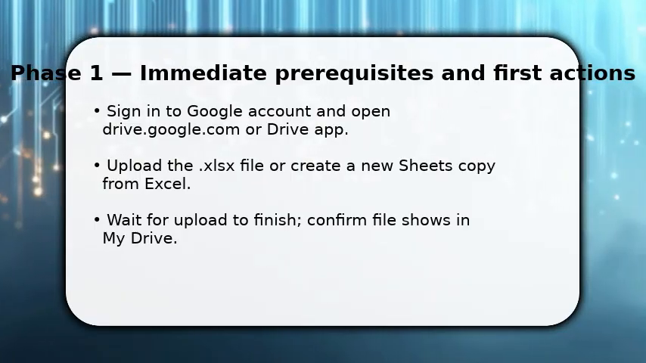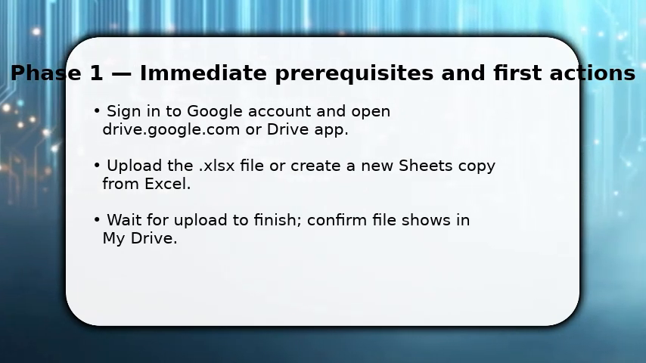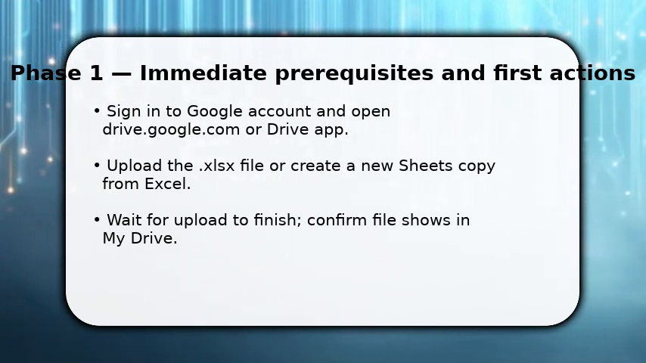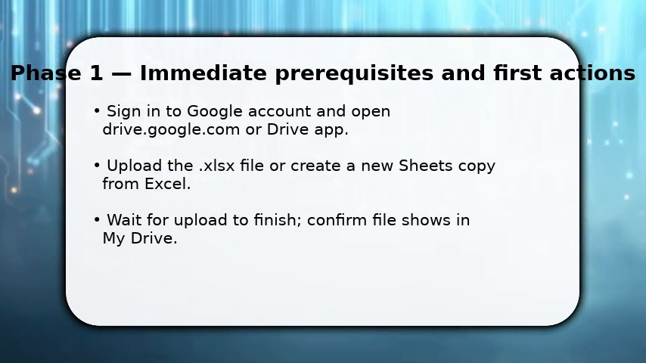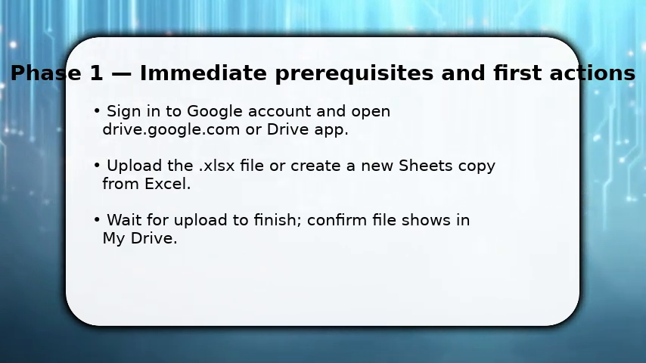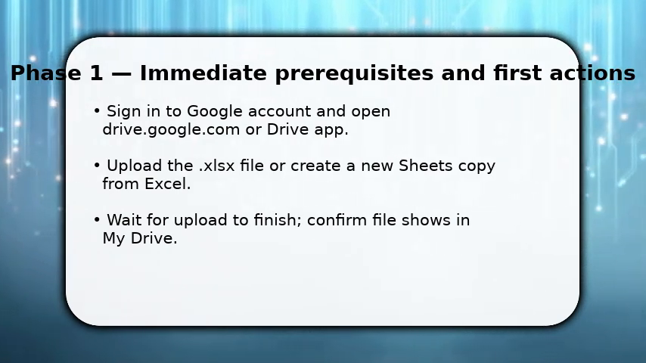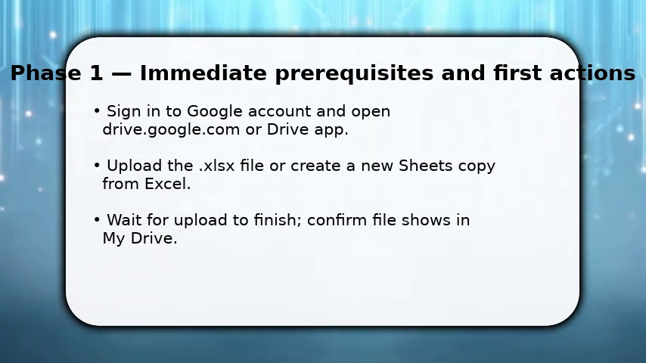You start by signing into your Google account, then open Google Drive. Once there, upload the Excel, XLSX, file or convert it to Google Sheets if you prefer real-time editing. Make sure the upload completes, you'll see the file in My Drive. If you convert, Google creates a separate Sheets version. If not, the original XLSX remains. This first step matters because a visible, fully uploaded file is required before you can generate a shareable link.